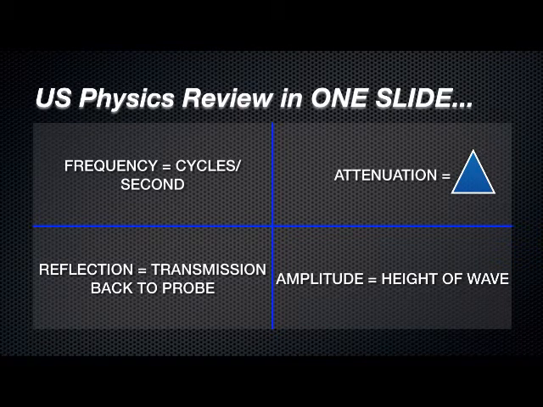So as you may recall, frequency is cycles per second, and attenuation is basically how the ultrasound changes or behaves as it goes through different layers of tissue. Reflection is sound waves basically being transmitted back to the probe, and amplitude is basically how powerful the ultrasound actually is as it's going into your patient's body.